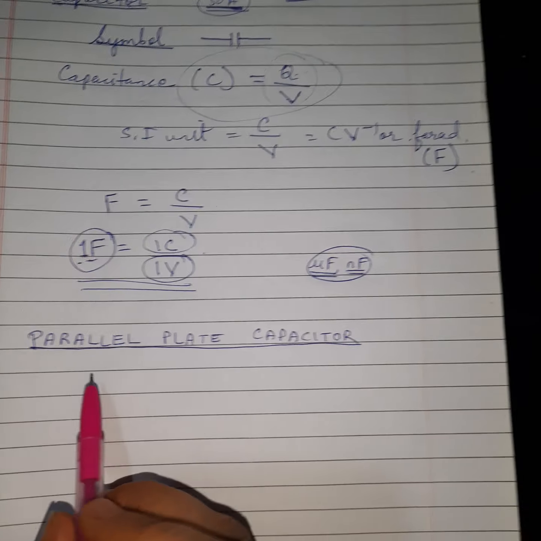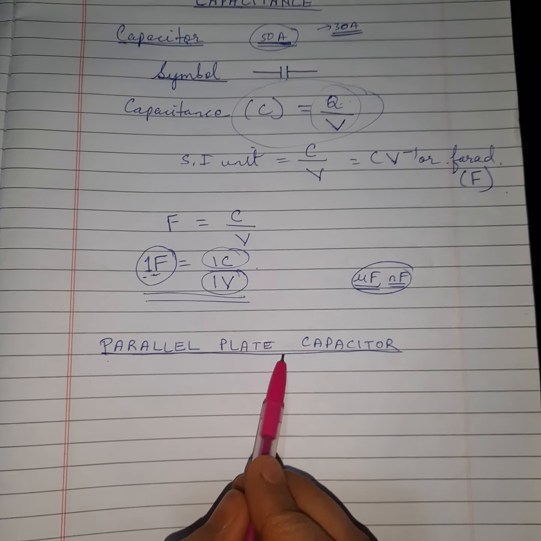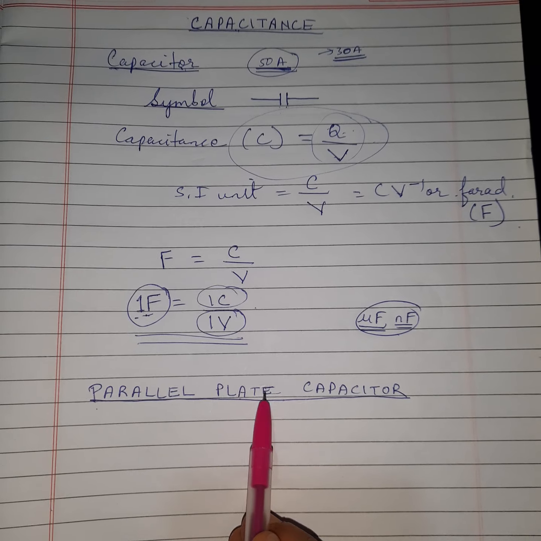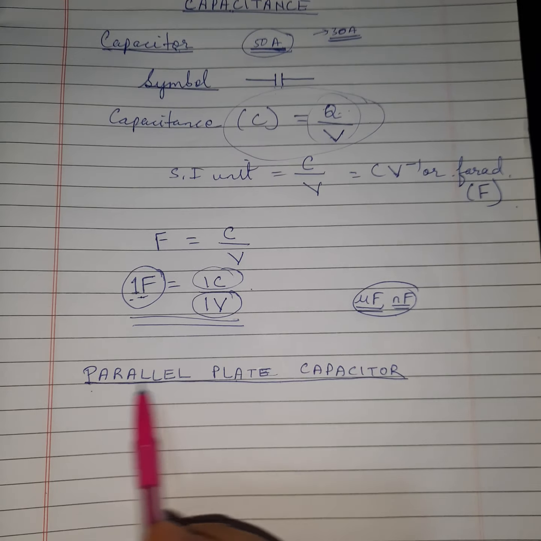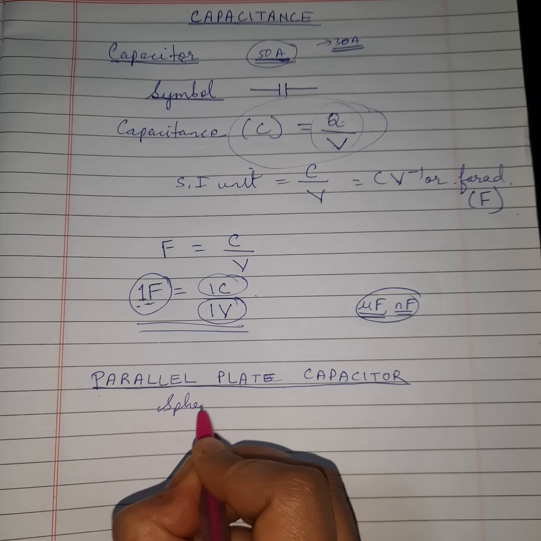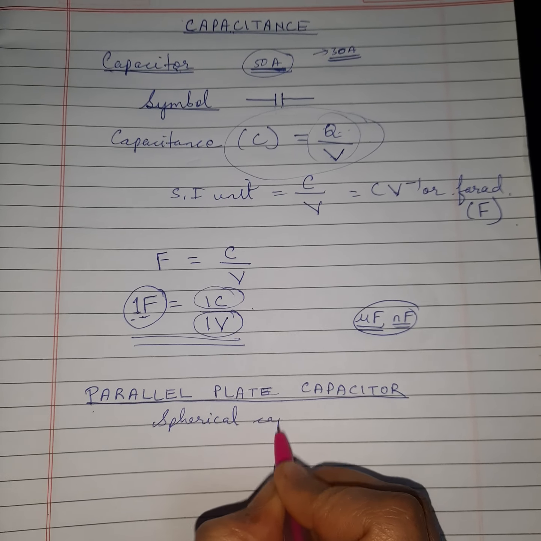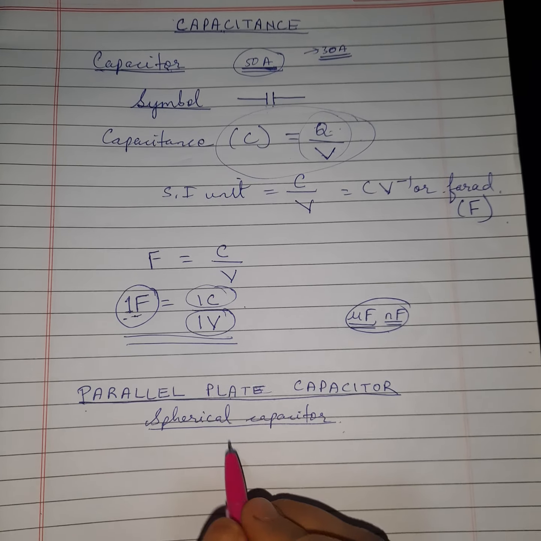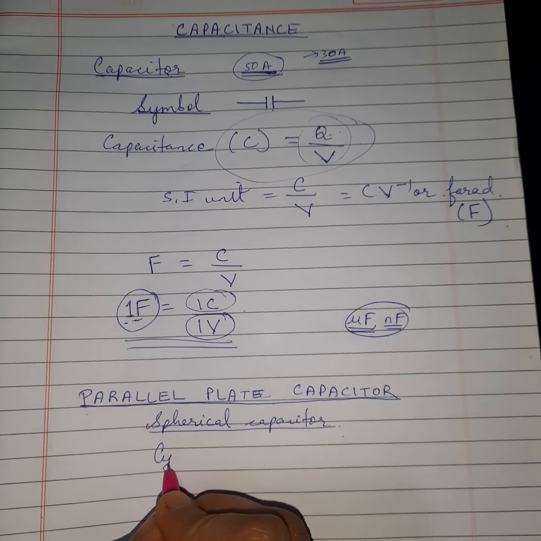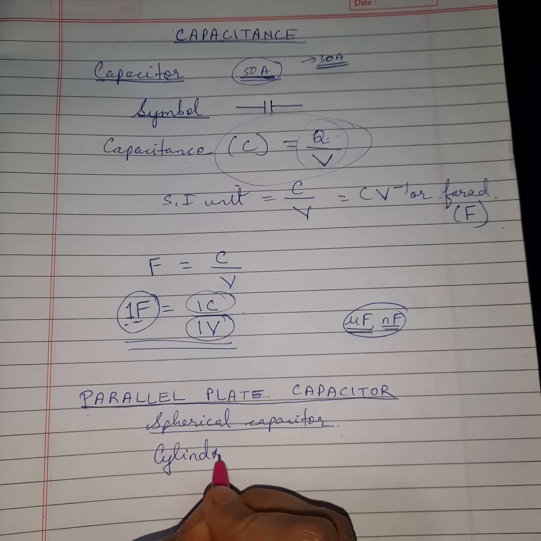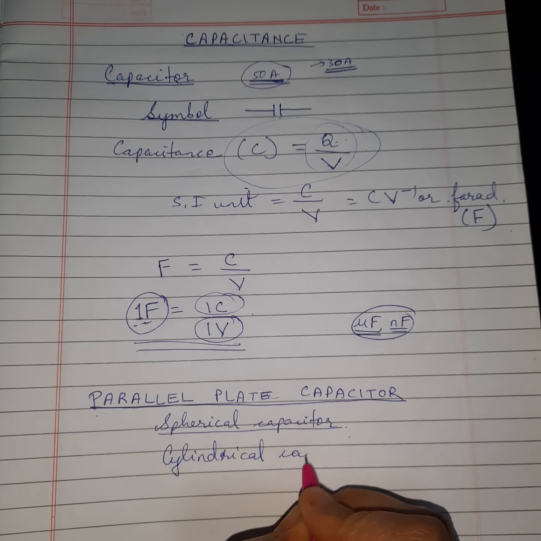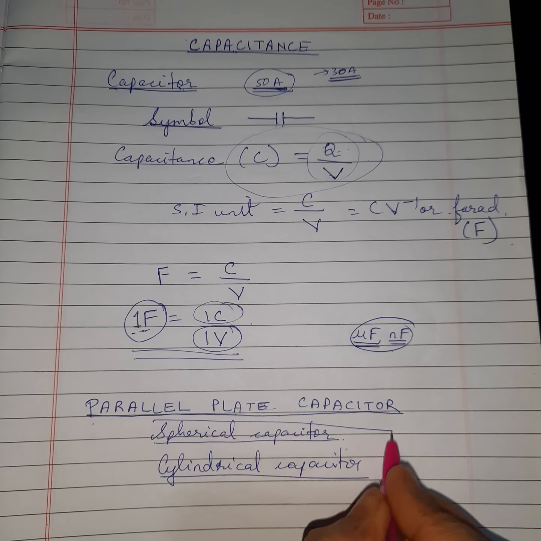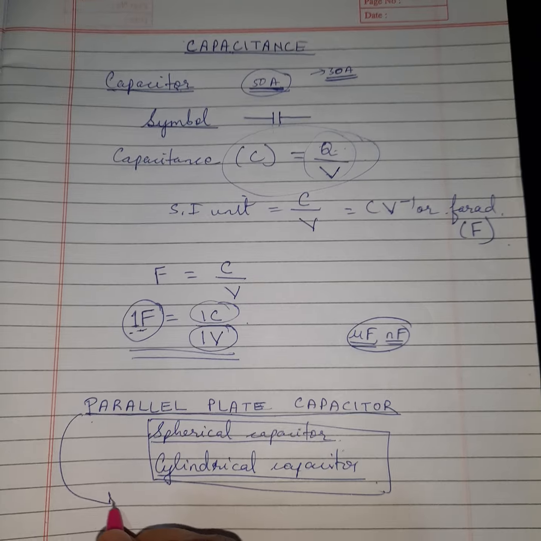Now we will learn a type of capacitor called the parallel plate capacitor. You know, capacitor may be of different shapes depending on how they are made. They may be spherical in shape, they are called spherical capacitor, but the capacitance of these type of capacitors is less. We also have other type of capacitor depending on their shape. It is called cylindrical capacitor. Okay, but in your syllabus you just need to learn about parallel plate capacitor.